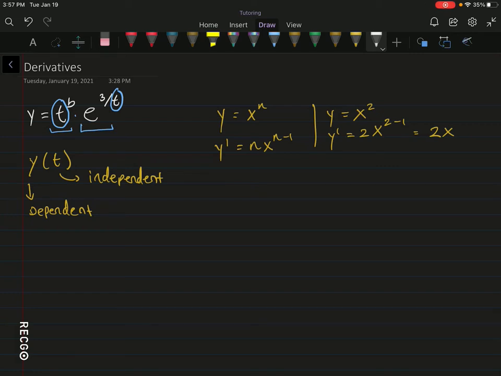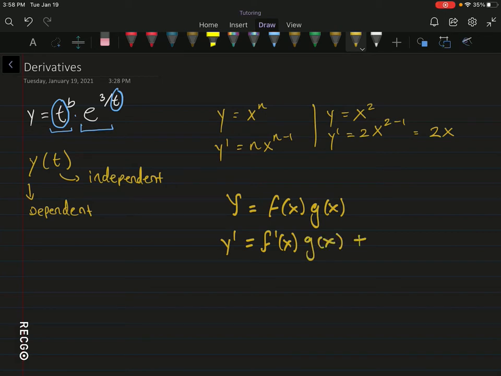And the product rule states that we have a function. The function is, let's call it y equals f of x times g of x. We're taking the derivative of y. So derivative of the first part of the function times the second part of the function, unchanged, plus the first part of the function, unchanged, times the second part of the function in derivative form.